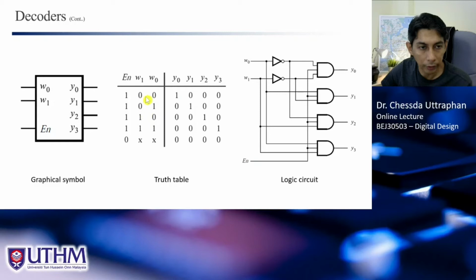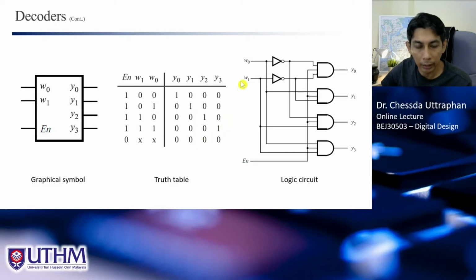So in this case, if 0, 0, Y0 will be 1, other outputs will be 0. If 0, 1, Y1 will be 1, others will be 0. And 1, 0, Y2 will be 1, others 0. 1, 1, Y3 will be 1, others will be 0. So this is the behavior of this decoder.